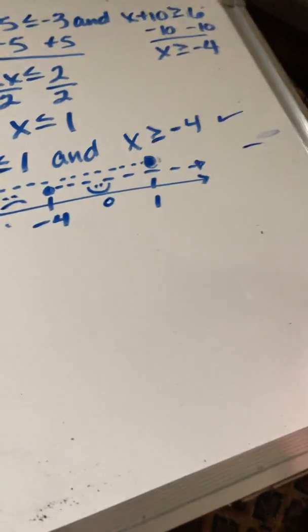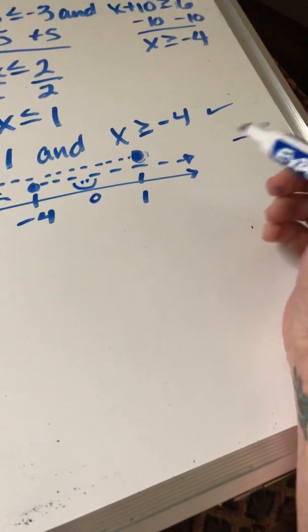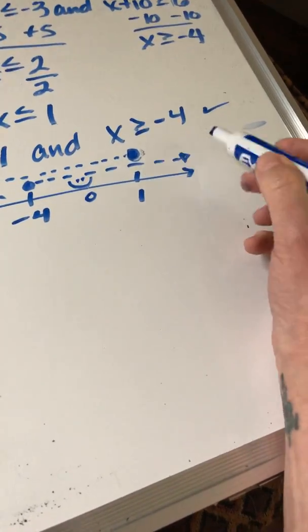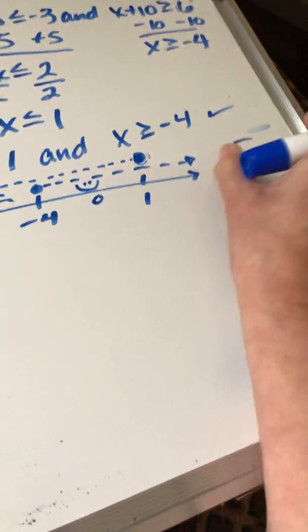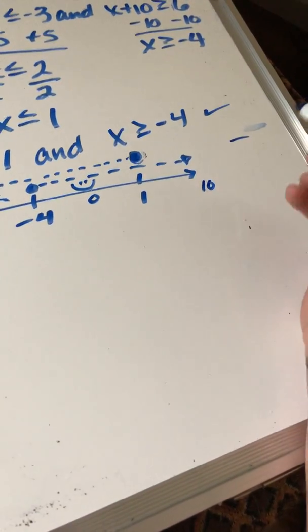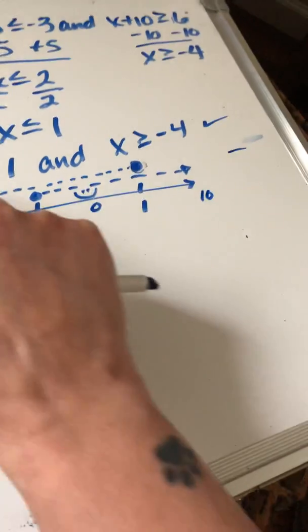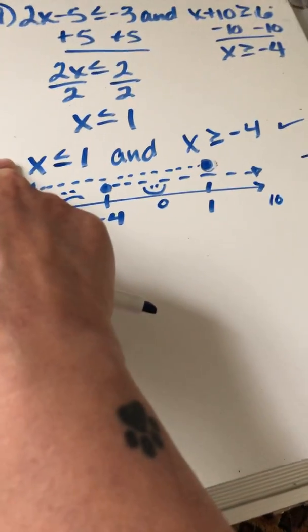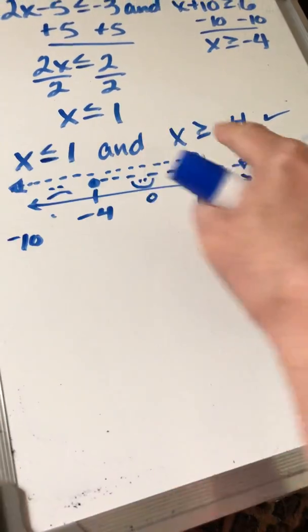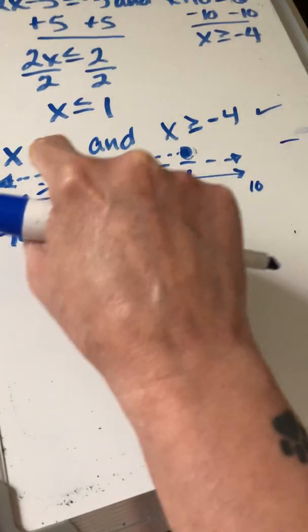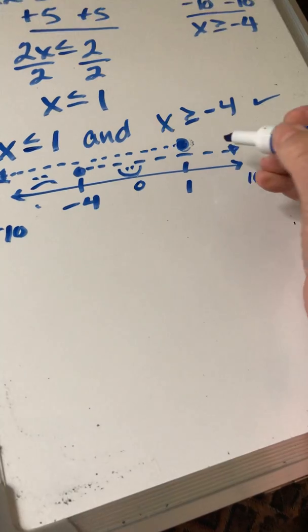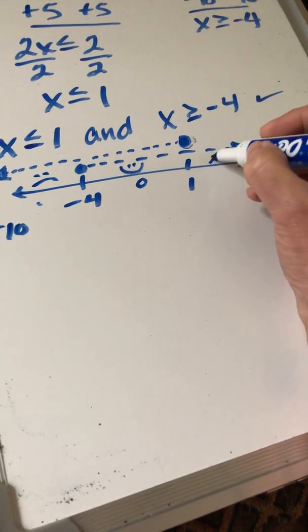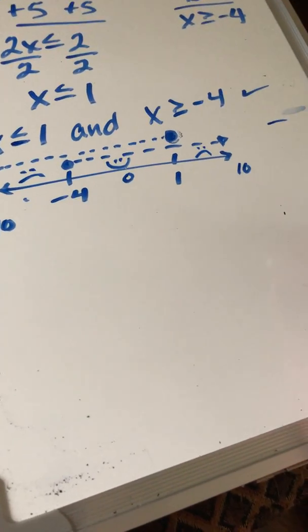Let's put a smiley face and try this third interval. Everything bigger, all these that are bigger than 1. Let's try 10. 10 is not less than or equal to 1. And as soon as we say no, the whole thing's no. It's greater than or equal to -4, but it's not less than or equal to 1. And so this interval, not going to work.